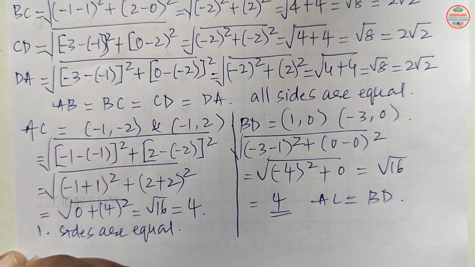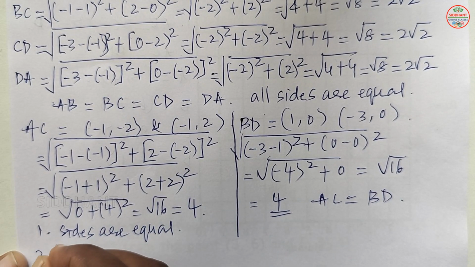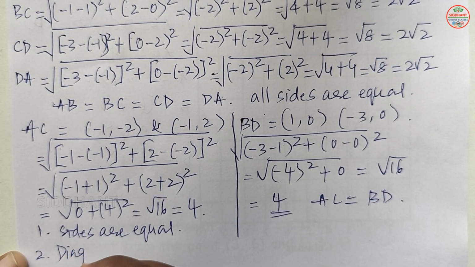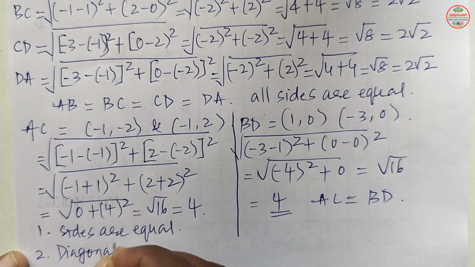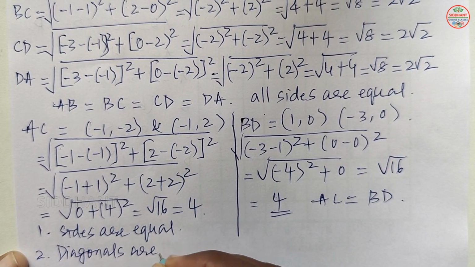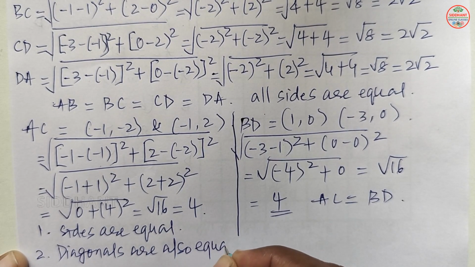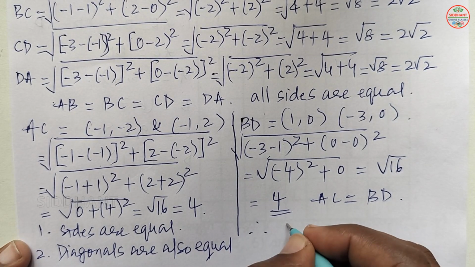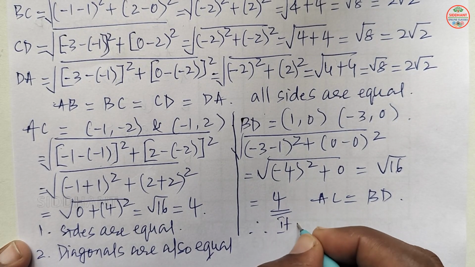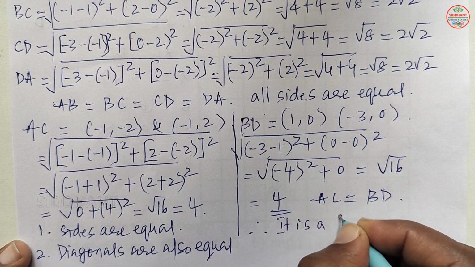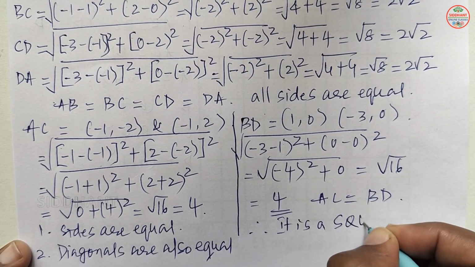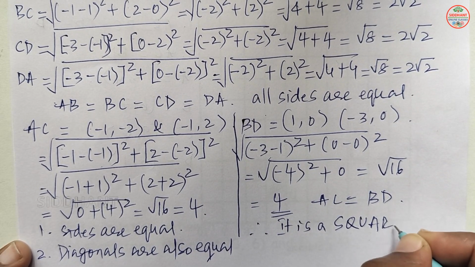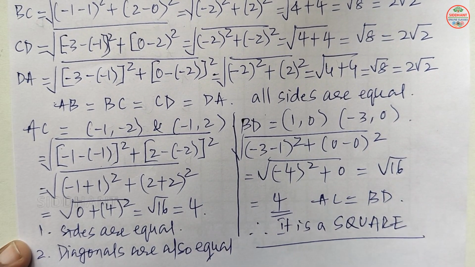Sides are equal and diagonals are also equal here. So therefore we can conclude it is a square.